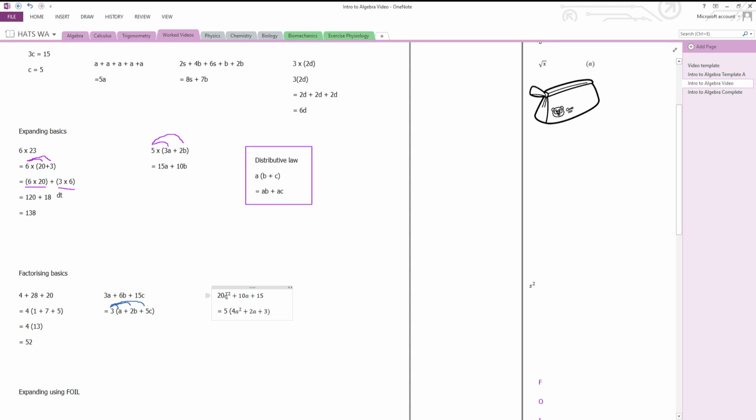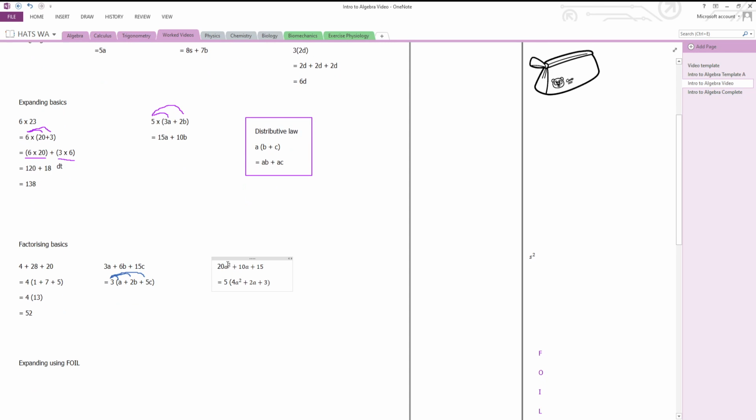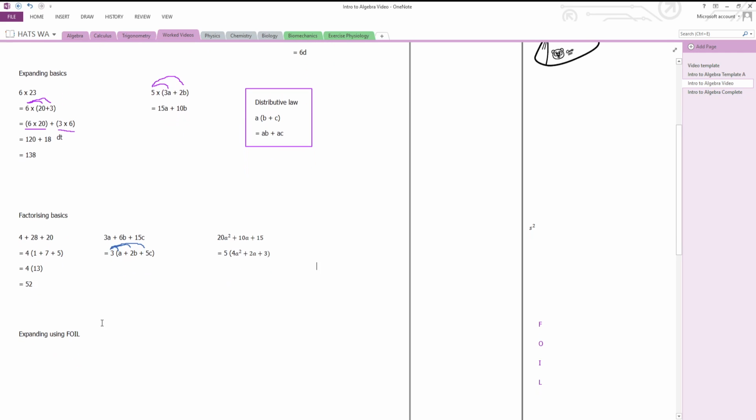We can't combine squared terms and normal terms. So the a squared and the a are different. If we have a multiplied by itself, it becomes a new thing, whereas if we just have a, those can combine with other a's. So don't ever combine the squared terms with the normal terms when you're factorizing.